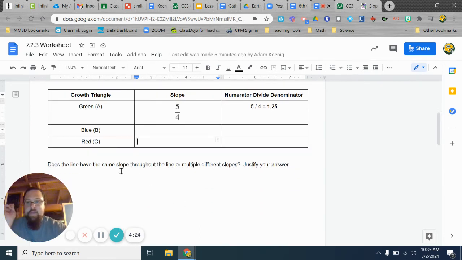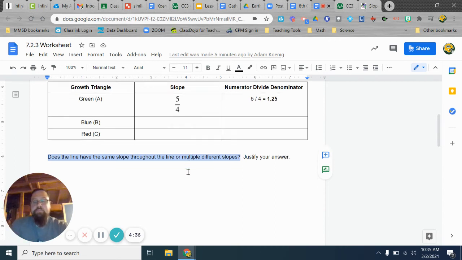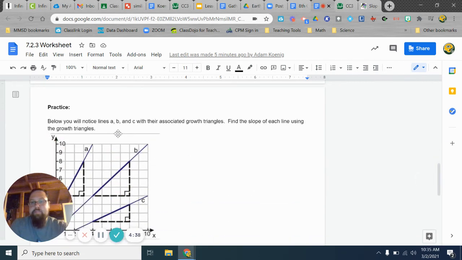Once you have completed that, it says, does the line have the same slope throughout the line or multiple different slopes? Justify your answer. You're going to use the data up here that you get for this table to do so. And then you have one more thing.